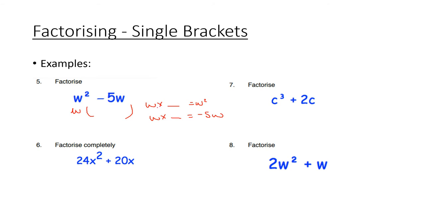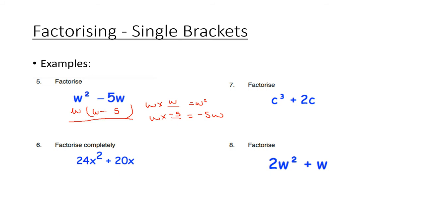So it's very similar to example 4. What times by w gives you w squared? It's also w. And then w times by what gives me minus 5w? You'll know it's a negative, and then it'll be minus 5. So you just write w minus 5 inside your bracket. This is going to be your final answer: w, and then open bracket, w minus 5, close bracket.